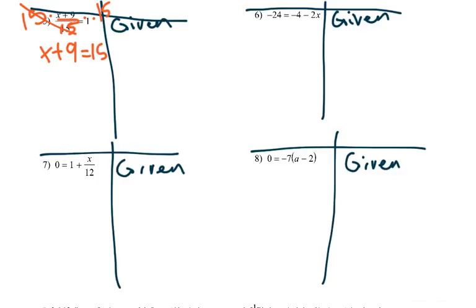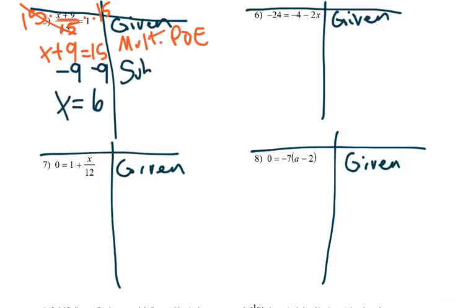Why could I do that? Because of the multiplication property of equality. Okay? Now I'm not done, am I? Now I need to get rid of that 9. So to do that, I subtract 9. Okay? That gives me x plus 0, so just x equals 6. Why could I do that? Because of the subtraction property of equality.